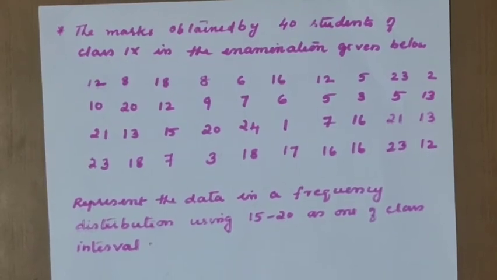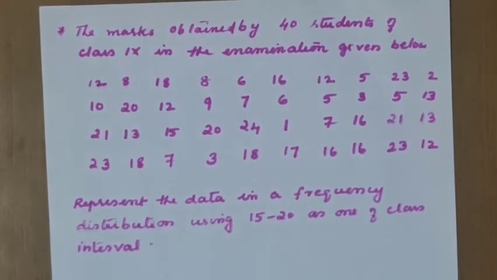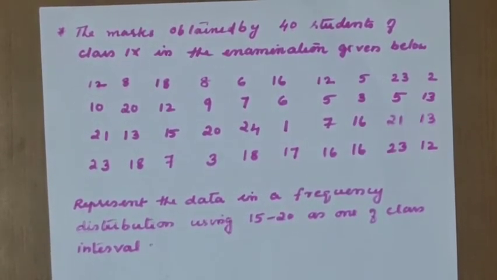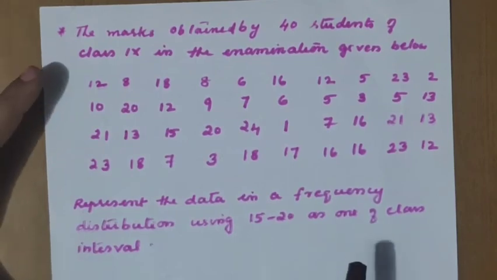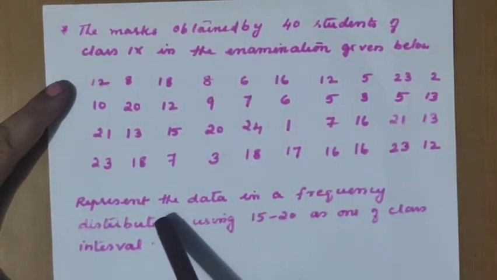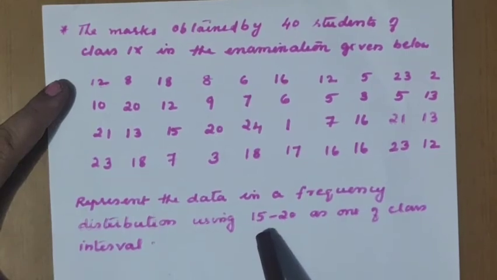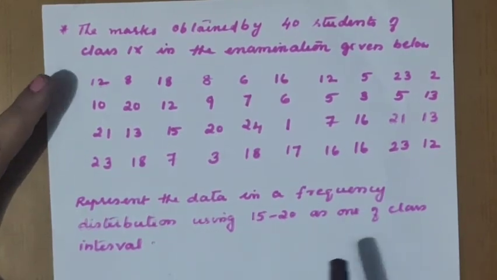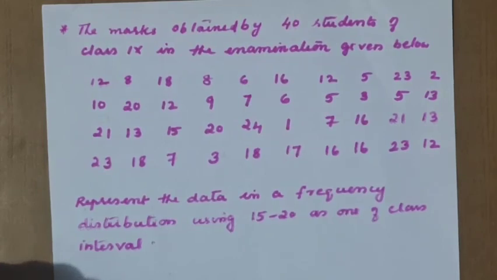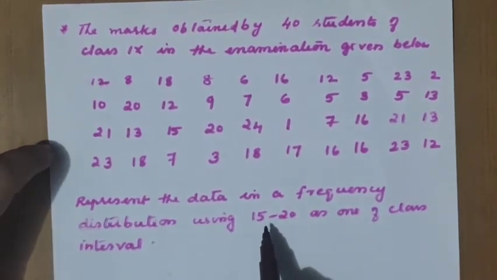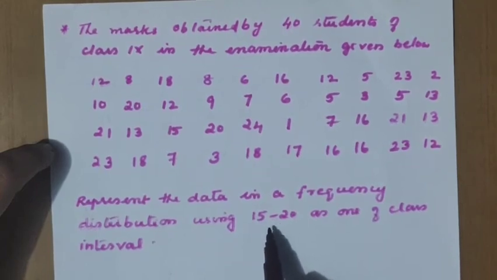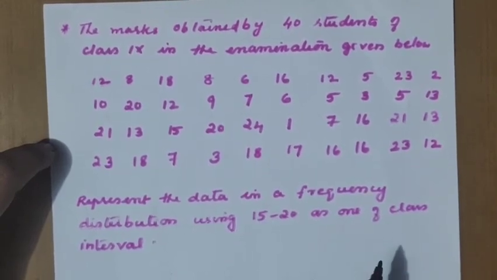The marks obtained by 40 students of class 9 in the examination are given below: 12, 8, 18, 8, 6, 16, 12, 5, 23, 2, like that. The marks of 40 students are listed here. What is the question? Represent the data in a frequency distribution using 15 to 20 as one of the class intervals. The question may give the hint that we can use the class interval 15 to 20. That doesn't mean that it should be the first class interval.